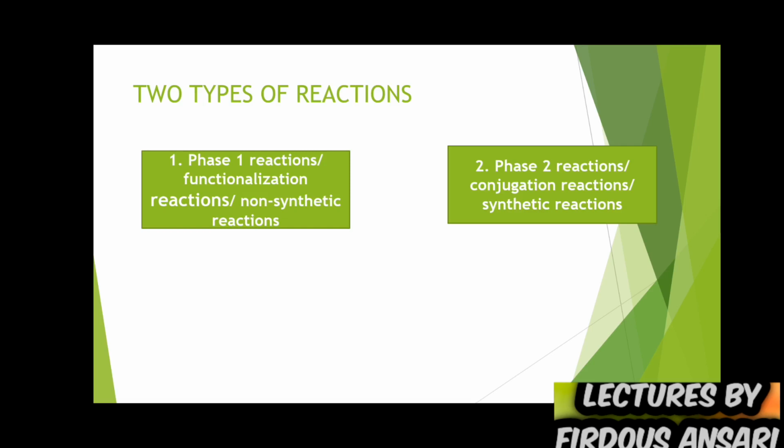A drug which has gone through a phase 1 reaction, the product, that is the phase 1 metabolite, may be active or it may be inactive in nature, whereas for the drug that has passed through phase 2 reaction, in 95% of the cases the metabolite, or you can say the phase 2 metabolite, is inactive in nature.